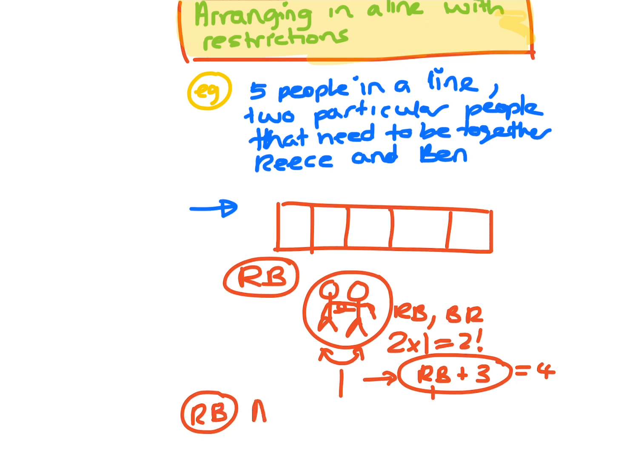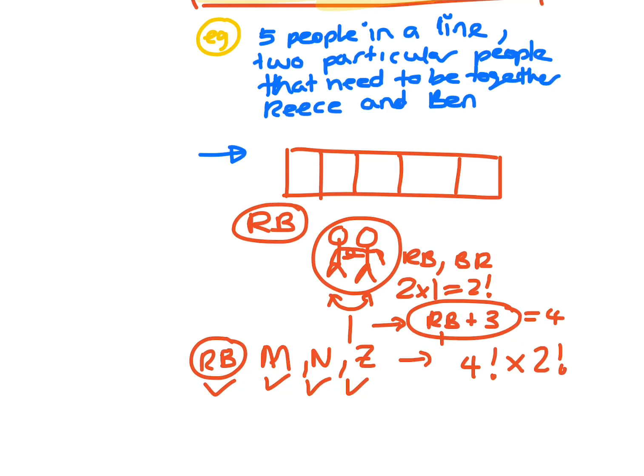That could be done in 4 factorial ways, because Reese and Ben are 1 person, and let's say the other people are M, N, and Z. Then we have 1, 2, 3, 4. So that could be done in 4 factorial ways, and then times 2 factorial, because that takes into account whether you have Reese Ben or Ben Reese.